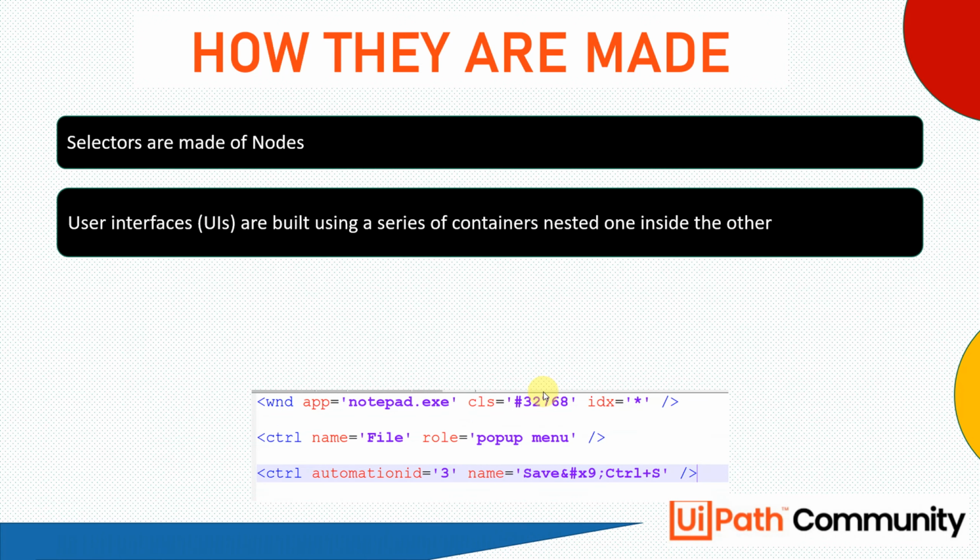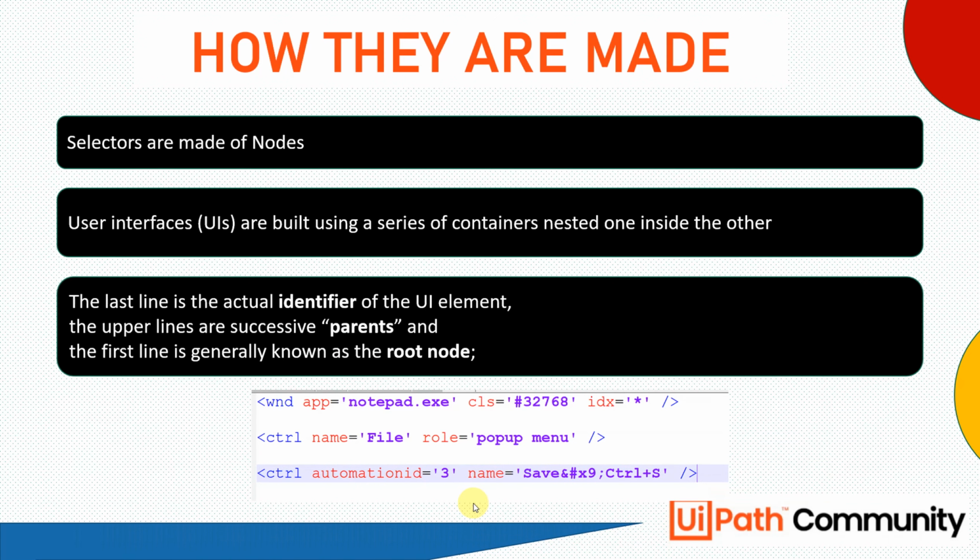So selectors are made of nodes. I hope now you understand node. So this is node 1. The first line is node 1, then node 2, node 3. That's why selectors are made up of nodes. UI interfaces are built with a series of containers nested one inside the other. Like we are seeing, Notepad, then a File menu, and then something else, right? It's nothing but containers, one inside the other. That's why the last line is called the actual identifier, the upper lines are called the successive parents, and the first line is called the root node, right? So now this line is the actual identifier, this is the parent, and these are called the successive parents.